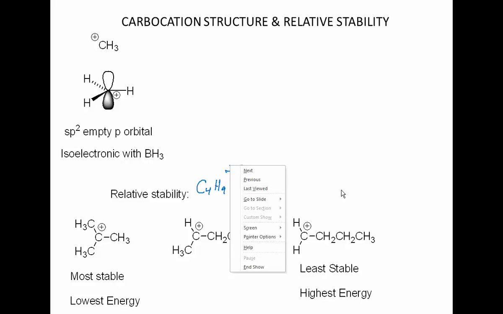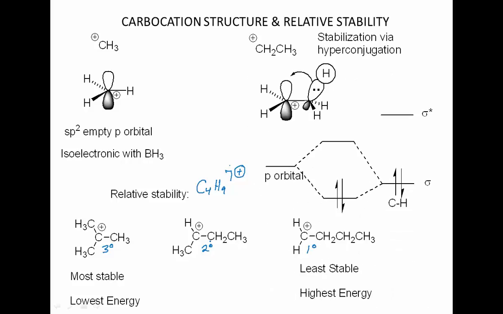Okay, if we compare isomeric compounds of the formula C4H9+, we find that the most stable form is this form, where it's tertiary, and the least stable form is the primary carbocation. This one here we're going to refer to as secondary, and this is intermediate in stability. So the tertiary is the most stable or lowest energy. The primary is the least stable or the highest in energy. Okay, so alkyl groups are stabilizing a carbocation.